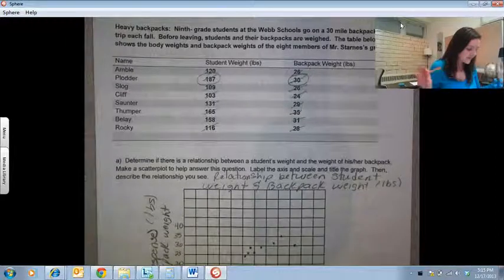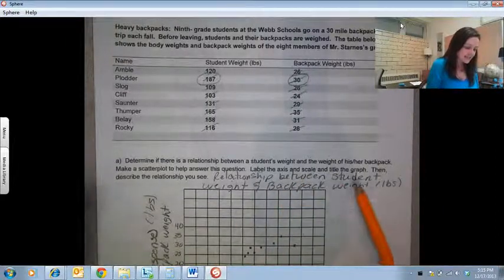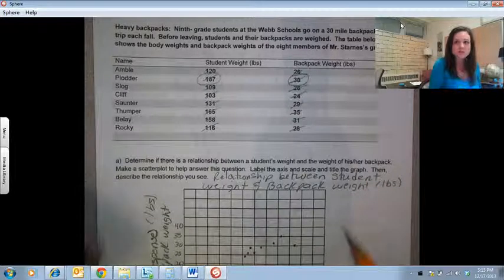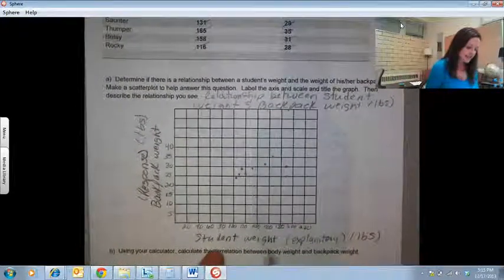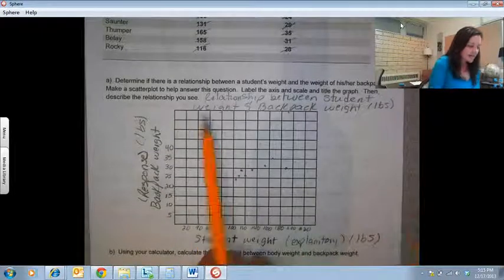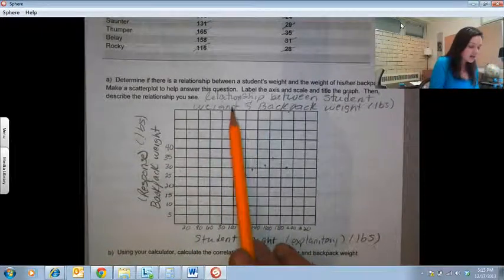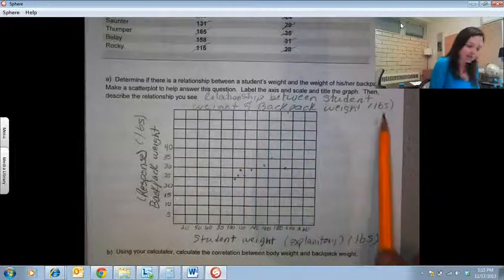But it's the question. Question A says, label the axis and scale and title the graph. Make sure you read all directions on the test. You don't want to miss something because you didn't read that direction on the test. So if you can see, I made student weight the explanatory variable. I titled it, just like Mr. Kearns taught us all, the relationship between student weight and backpack weight. So you get both variables there.